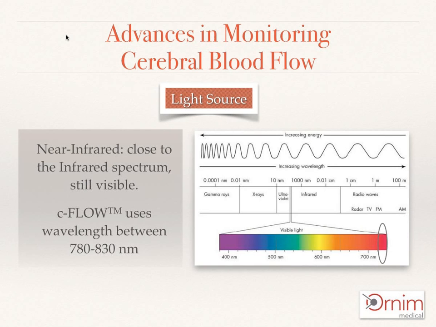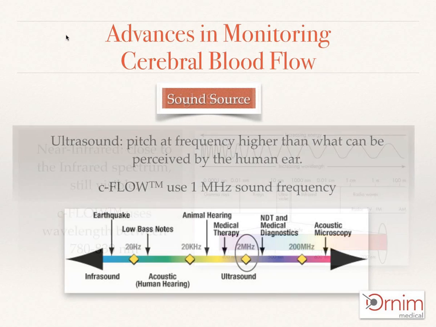Now the light source is a highly coherent laser. We are shining this laser through the scalp in the near-infrared spectrum. So this is close to the infrared spectrum. It is still visible light, so it's a red laser. The Seaflow device, which we're going to talk about, uses a wavelength between 780 and 830 nanometers.